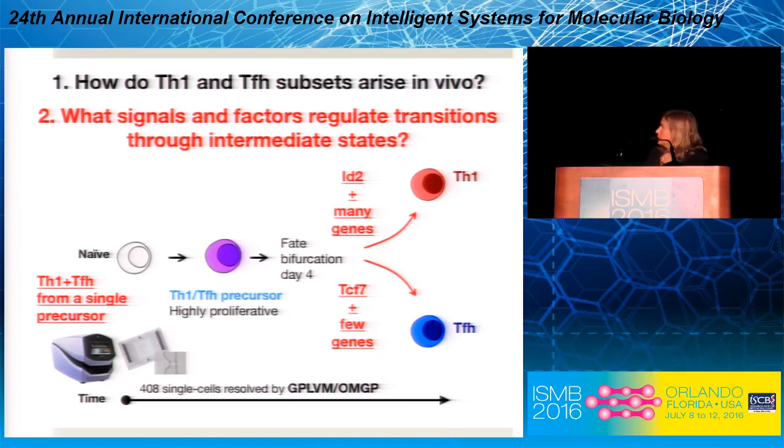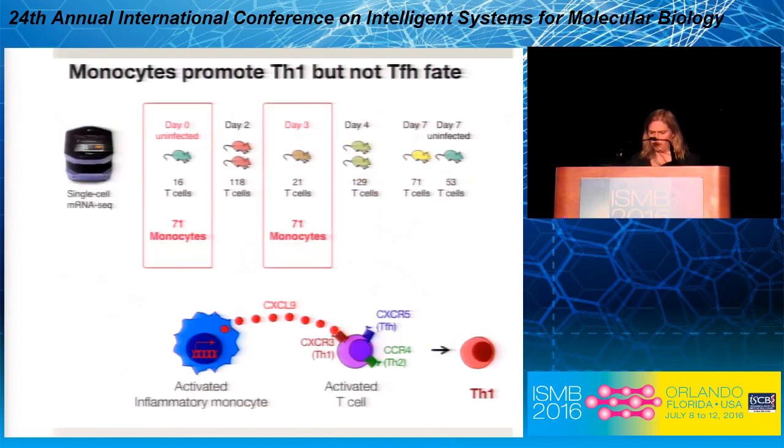So just to summarize what we've learned about the signals and factors that regulate these transitions, we can pull out statistically, by association with the two processes, the ID2 transcription factor and many other genes highly associated with the Th1 process, and TCF7 and a smaller number of other genes with the TFH. We've shown that there's a highly proliferative precursor state, and that the same clone can give rise to both states in parallel. And these are the intrinsic factors that we can extract statistically.